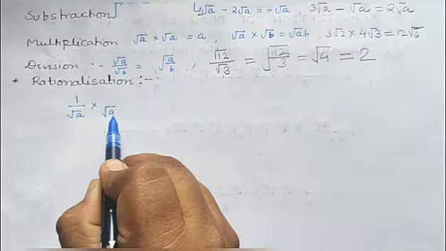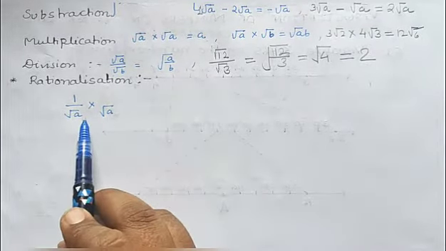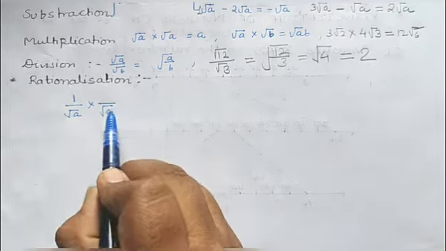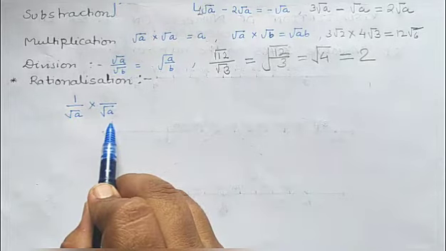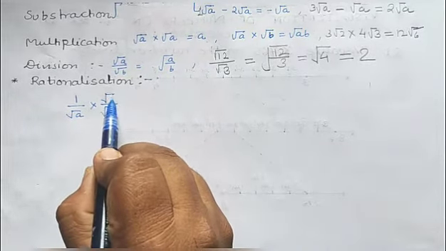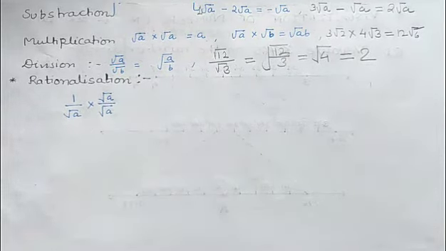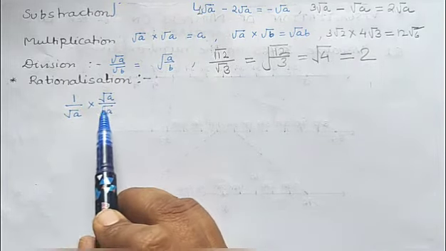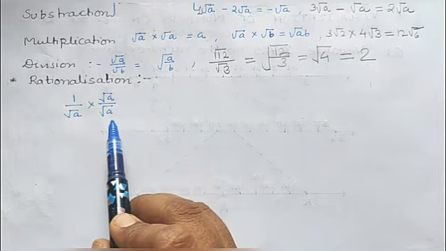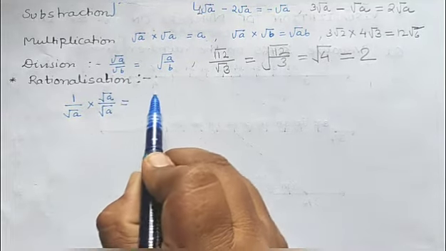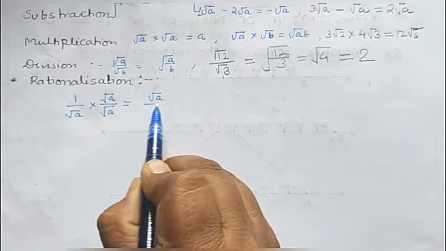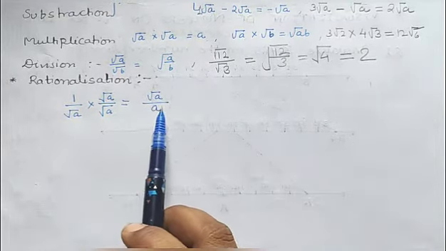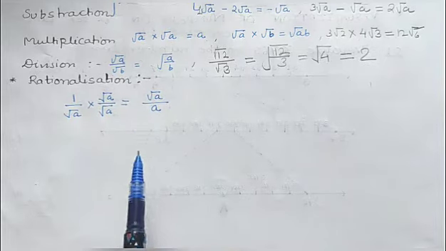If one more under root a is there, then under root a into under root a, the square root will be removed. So if you are multiplying under root a in the denominator, you have to multiply it in the numerator also to balance it. Means if the number is 1 upon under root a, you have to multiply by under root a upon under root a, so that it will be under root a upon a. Now in the denominator no square root is there, so it is rationalized.